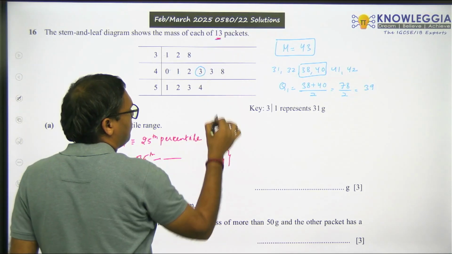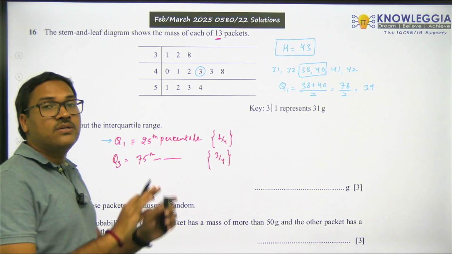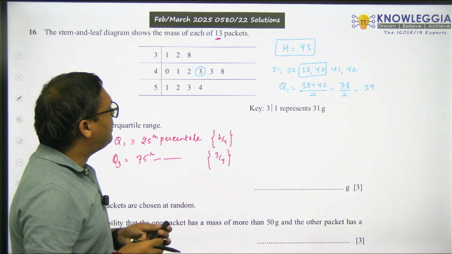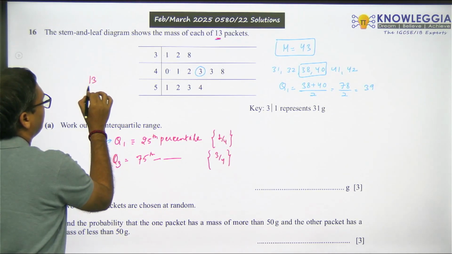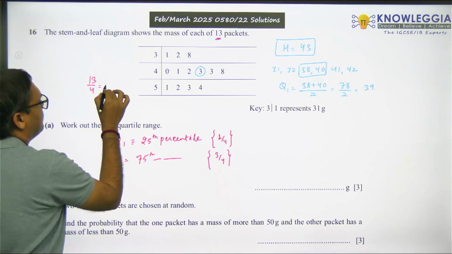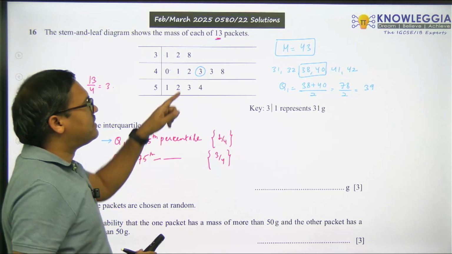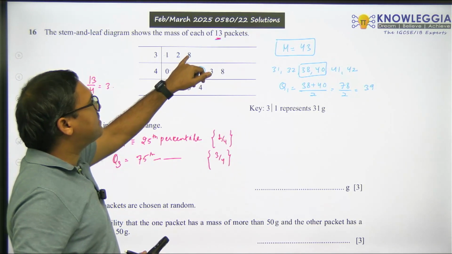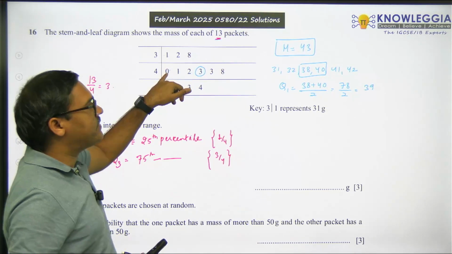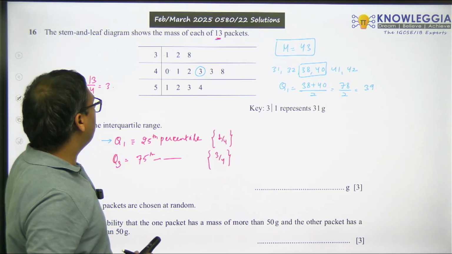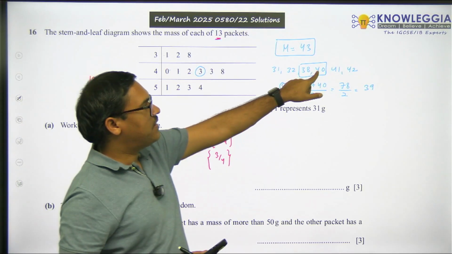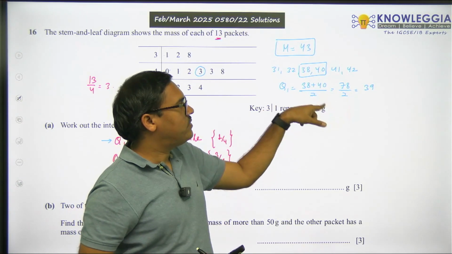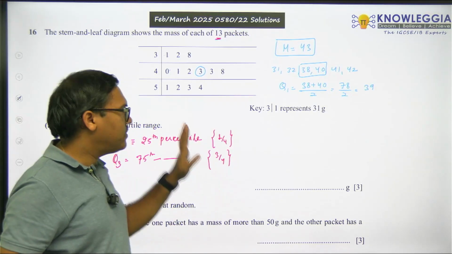Or if you want to do it from this, you can see 13 by 4 is 3 point something. So just see what is the third data. You can see this is 38. And what is the fourth data? This is 40. Because this is a decimal point, we will need 38 and 40. 38 plus 40 by 2, which is equal to this. This is how you can easily answer using this also.